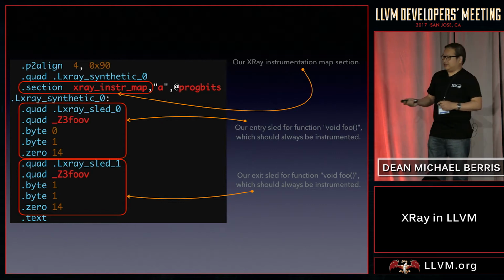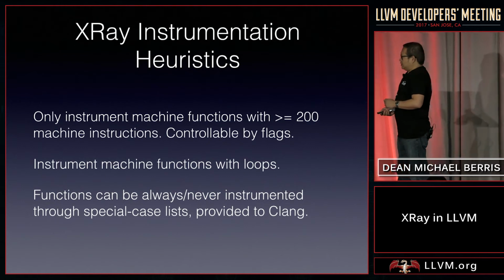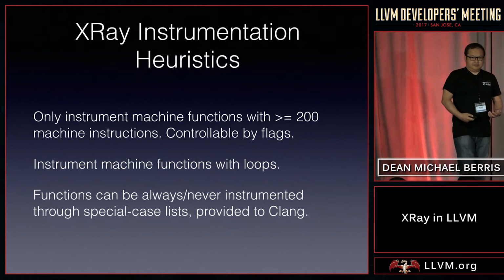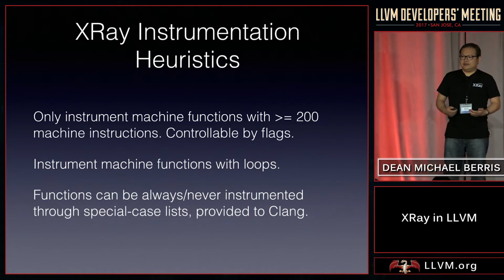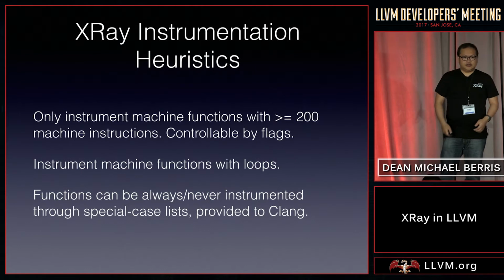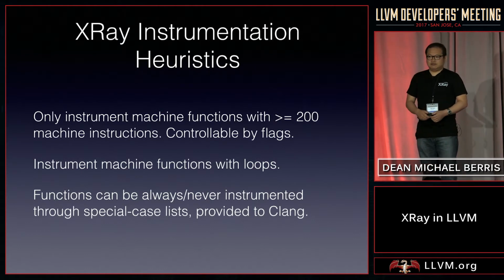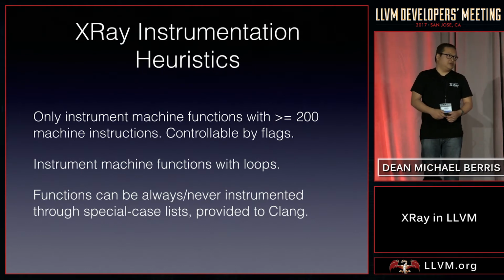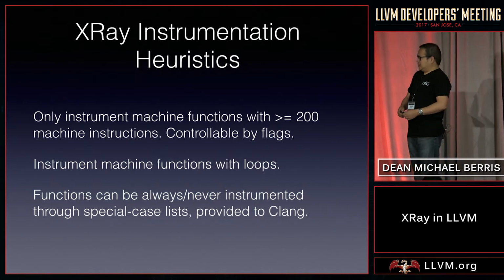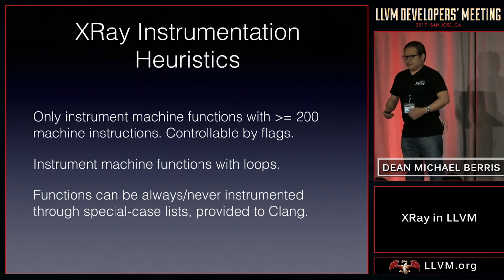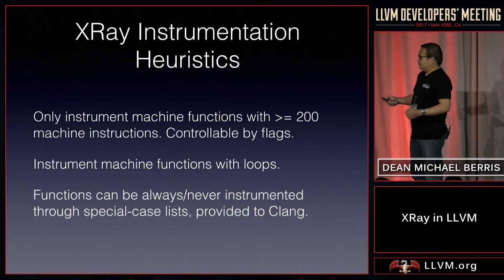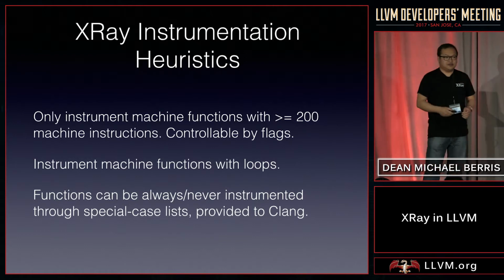Okay? All right. We don't instrument everything, because as you can imagine, you might have functions that are really, really small that there's no point in putting instrumentation in them. It would just make them bigger and sometimes slower. Oddly enough, sometimes faster. But, you know, I didn't make this. I just work here. So only instrument machine functions with greater than or equal to 200.